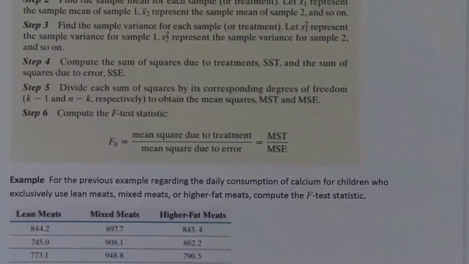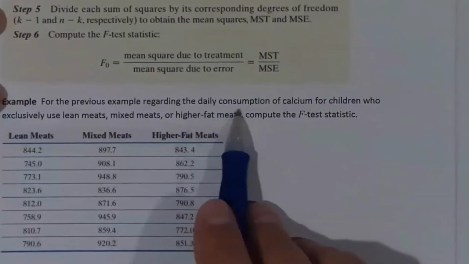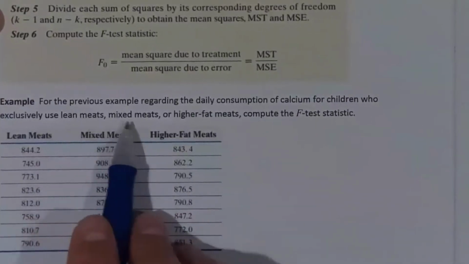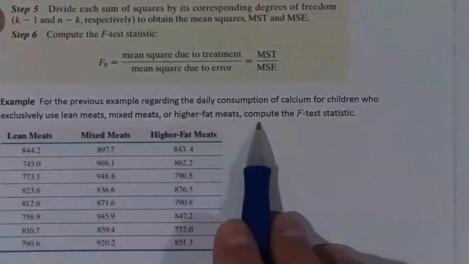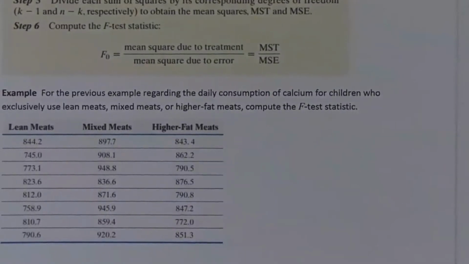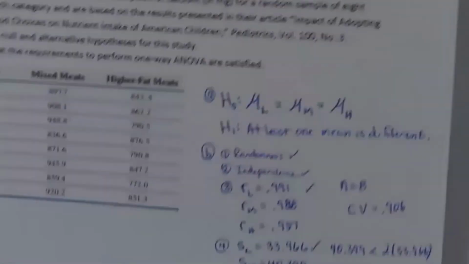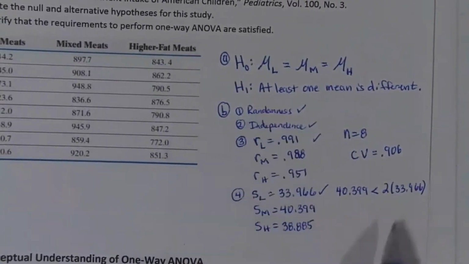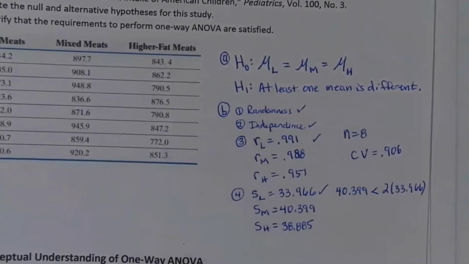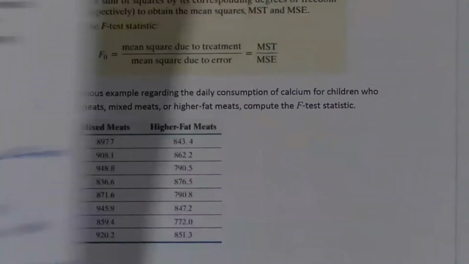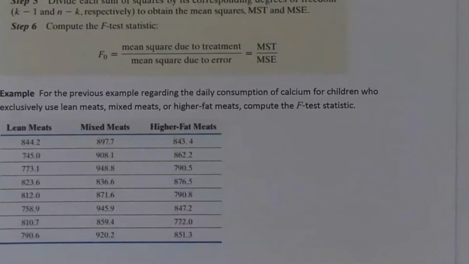So for the previous example regarding the daily consumption of calcium for children who exclusively use lean meats, mixed meats, or higher fat meats, compute the F-test statistic. Back here, we set up our null and our alternative hypothesis, and we verified that we can conduct an ANOVA test. Now we're going to calculate the test statistic for the ANOVA test. And then once we do that, we'll talk about how we go about concluding the ANOVA test.